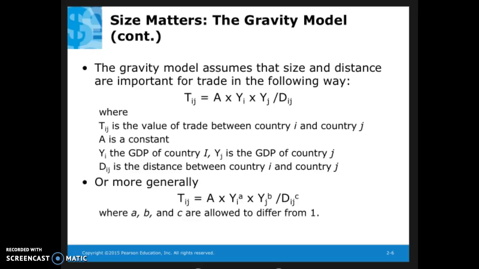So generally, the formula looks like this, where Tij equals A times Yi^a times Yj^b divided by Dij^c, where a, b, and c are constants that differ from 1.